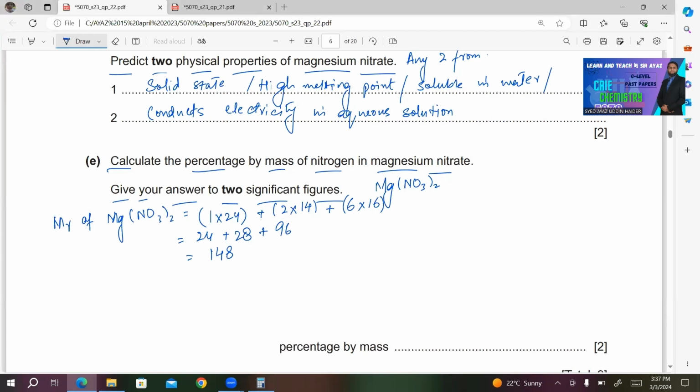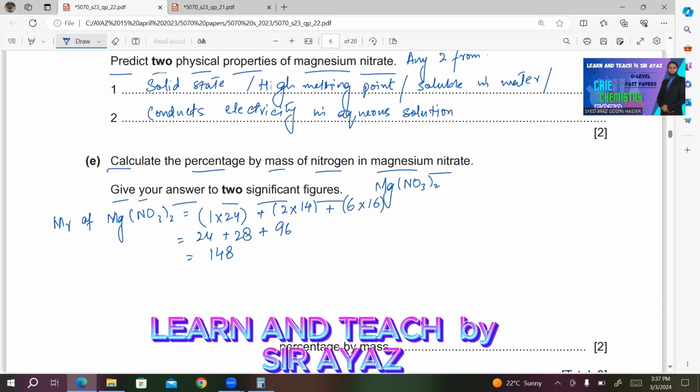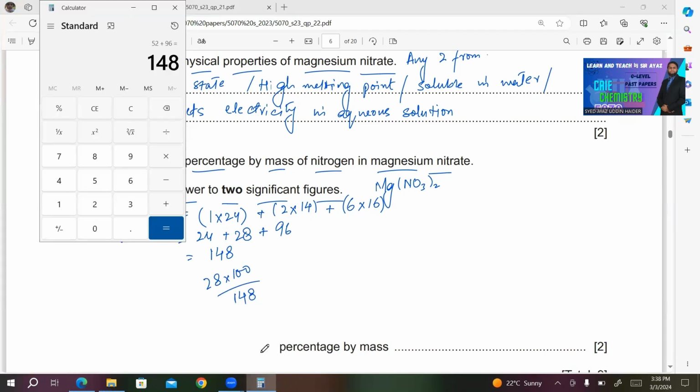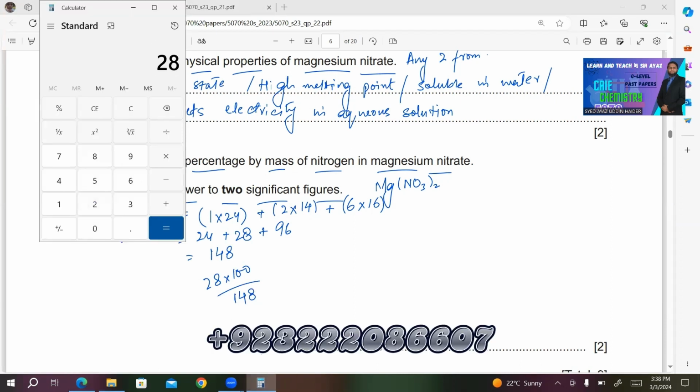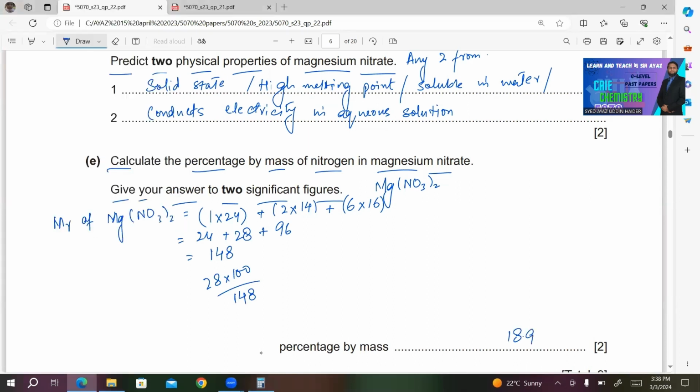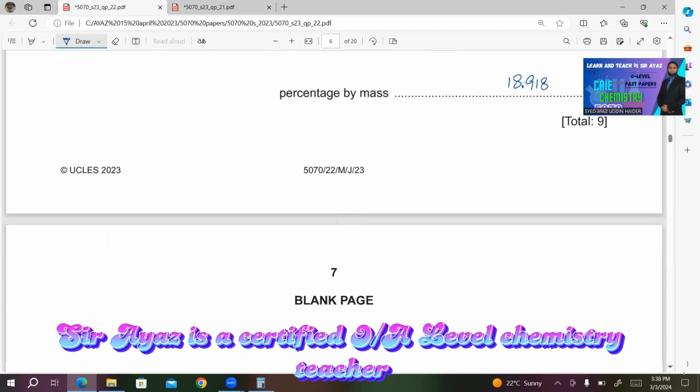So I want to calculate the percentage by mass of nitrogen. How many nitrogen? 2 nitrogen atoms. So we have to multiply 28 by 100 and divide it by 148 in order to get the percentage by mass of nitrogen. So 28 multiplied by 100 divided by 148. 18.918%. This will be your final answer.